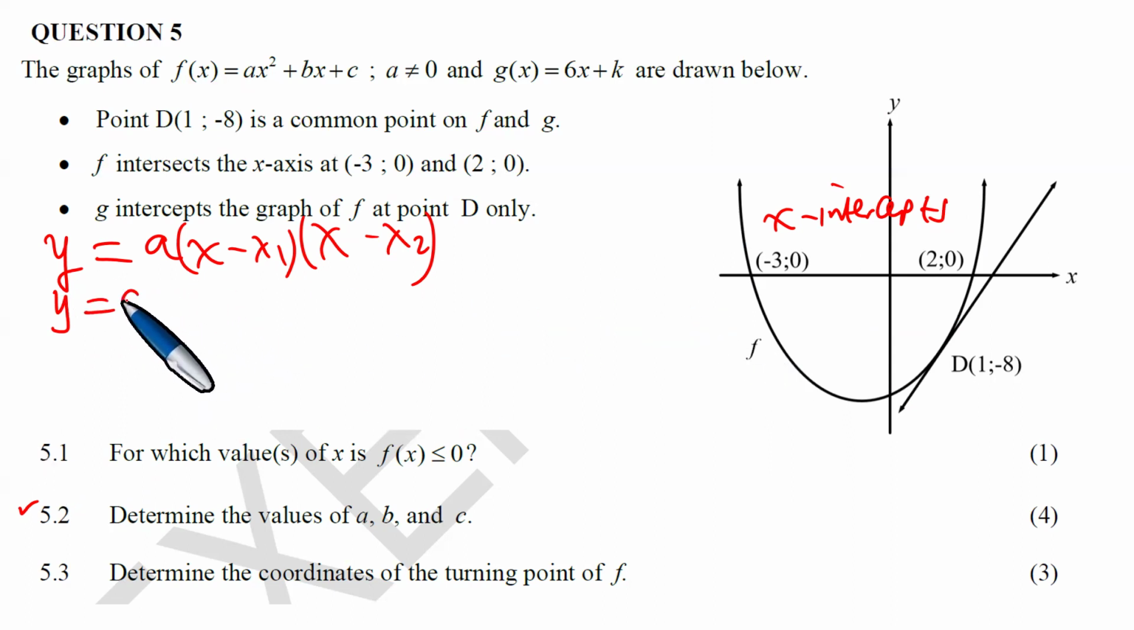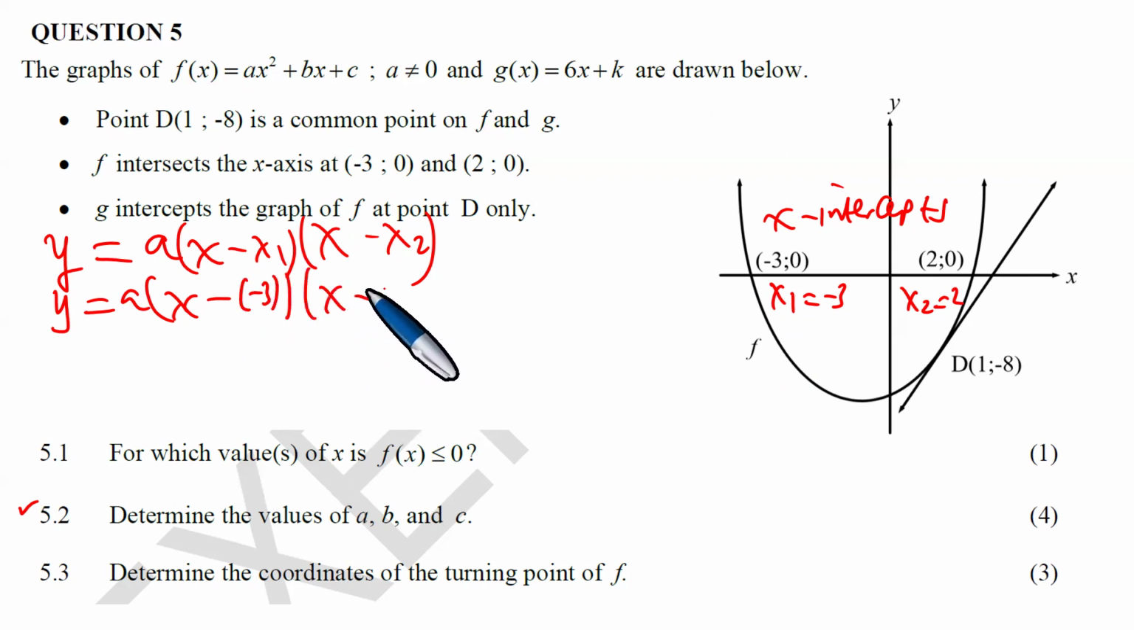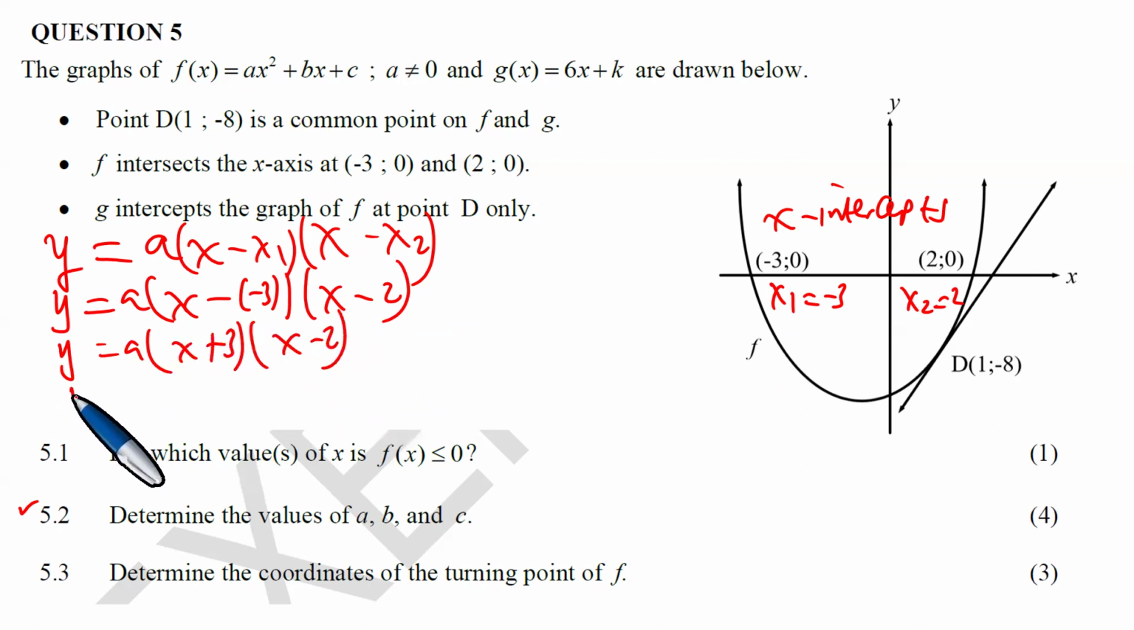So at this point, you have an open bracket x minus x1. So x1 is minus 3 and x2 equals 2. So x1 would be minus 3, so you put a minus 3 like this, and x2 becomes a 2. This is (x plus 3)(x minus 2). Okay, right, we have this.